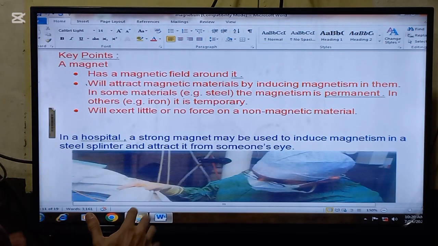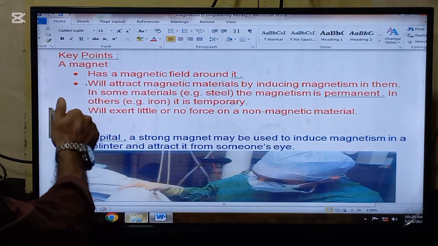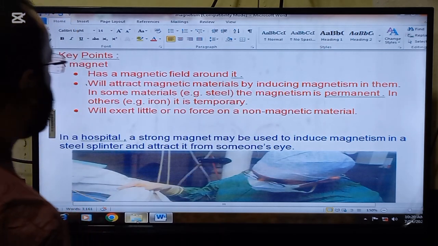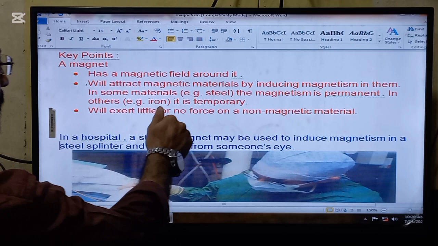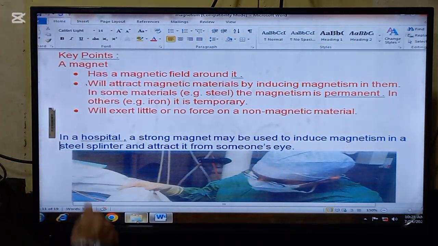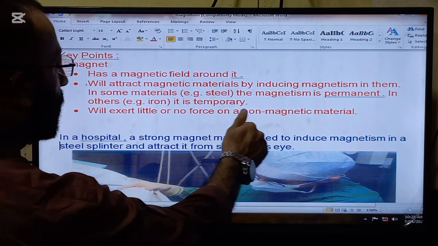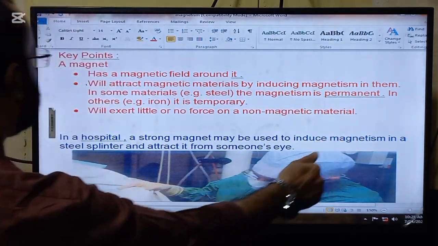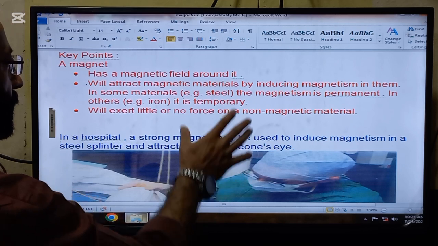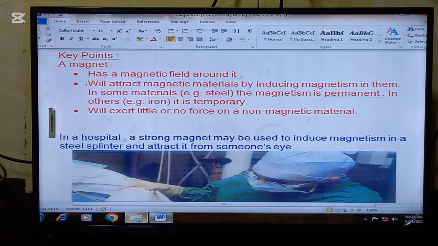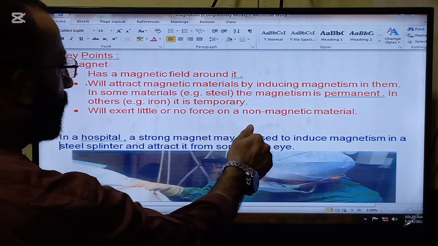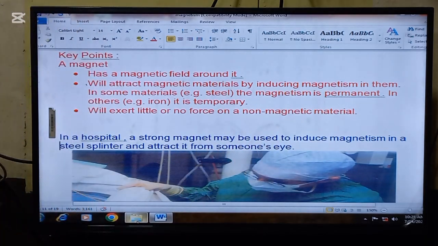The next thing that we are going to read in the lecture is the key points. A magnet has a magnetic field around it, and will attract magnetic materials by inducing magnetism in them. In some materials, for example steel, the magnetism is permanent. In others, for example iron, it is temporary. So these are very important points to remember. And a magnet will exert little or no force on non-magnetic materials.